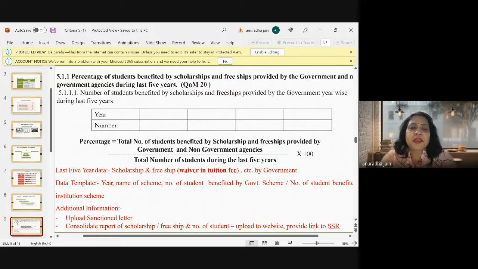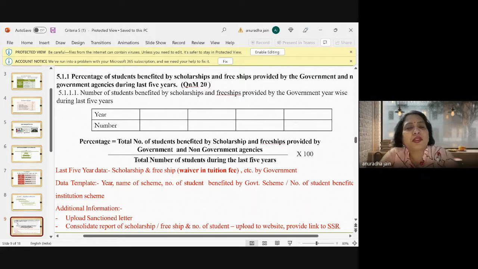Okay, so therefore, to bring more transparency, they have asked this also to be put on the website of the institution. So for this, when you submit your SSR or at the time of DVV, they may ask you to give the letter where the approval has come from the government or any scheme. There are different scholarship schemes or EWS schemes of the government, under which they provide benefit or scholarship or freeship to the students.